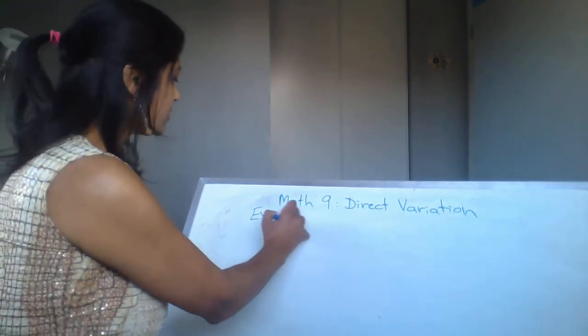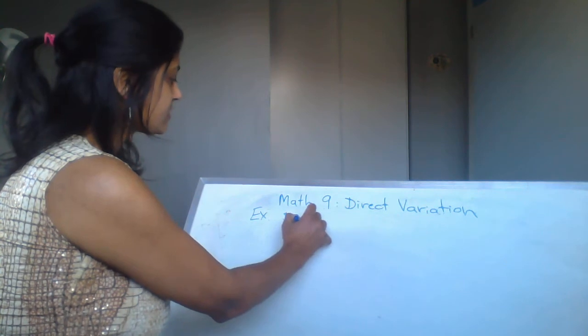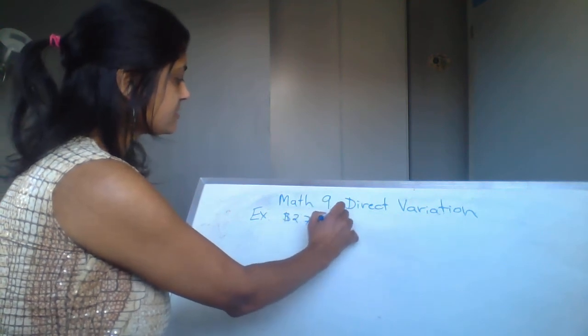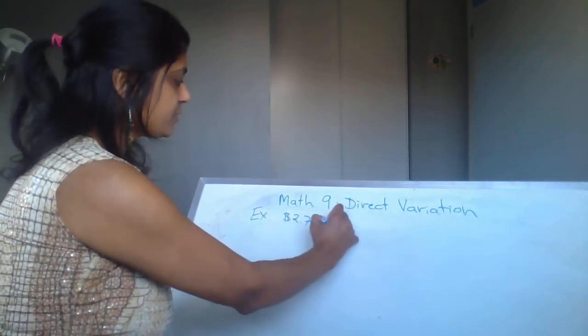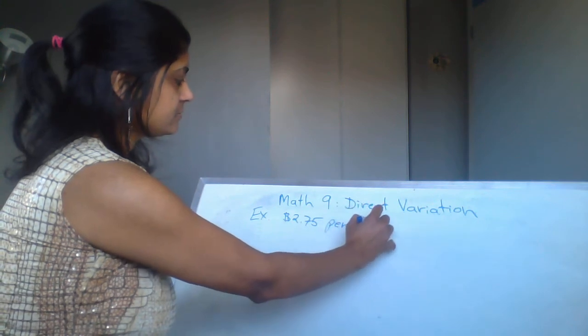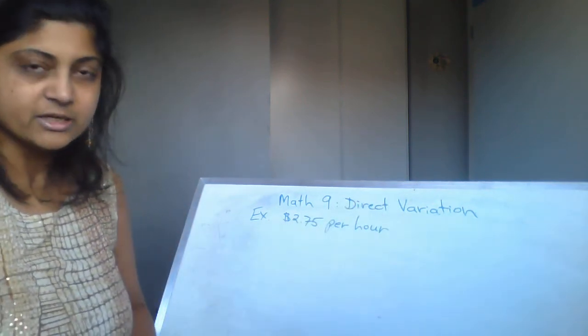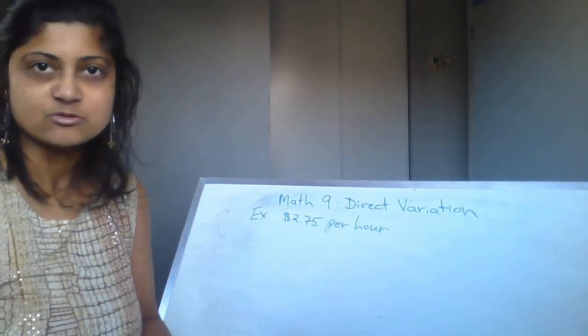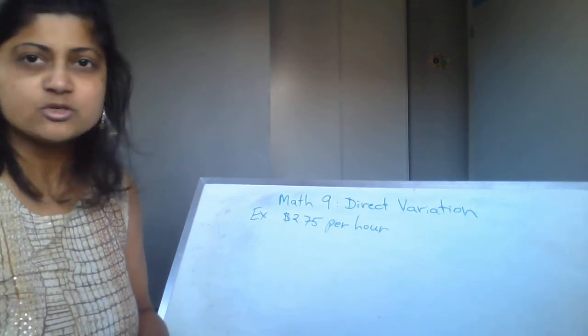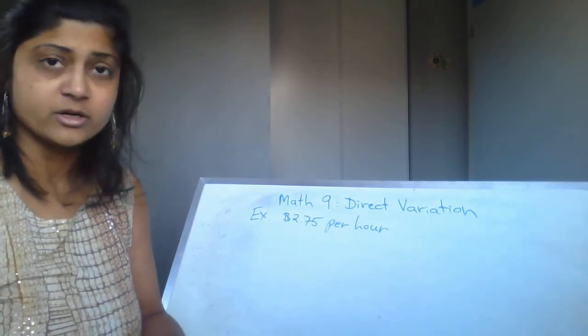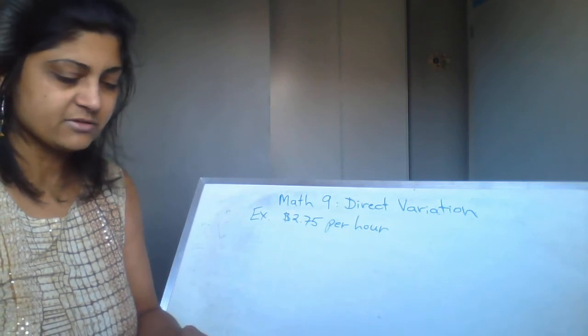So I'm going to put $2.75. Sorry, let's put per hour, per hour that you are parking. So maybe it's like a downtown parking garage. Usually the pay rate is much more than this. $2.75 is kind of cheap.